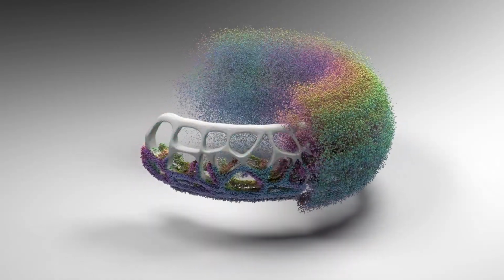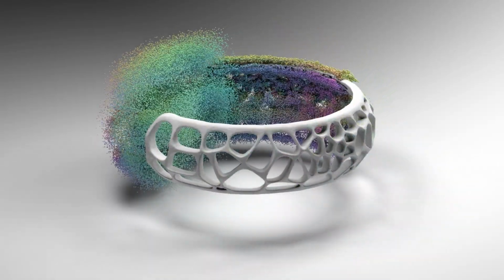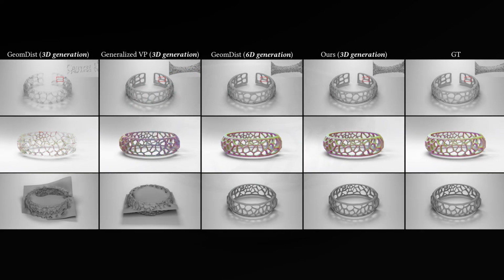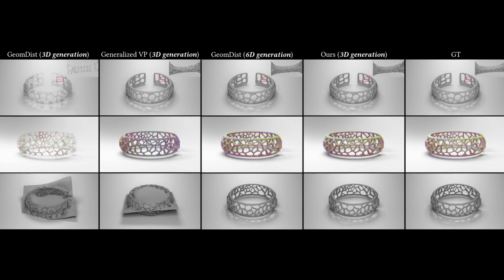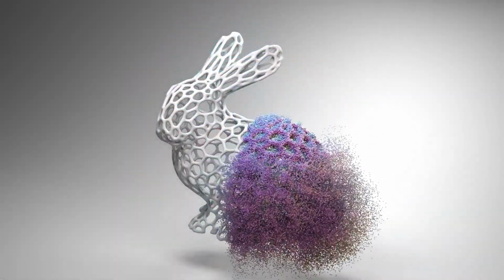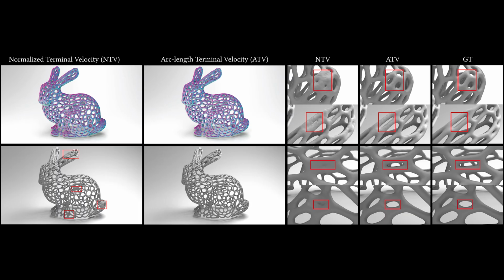Our orbit space geometric probability paths can be naturally used for single shape encoding. Complex meshes can be reconstructed from the point clouds and normals produced by our method. Here, particle colors visualize the normals. Our results exceed those of 3D generation baselines and are on par with explicit 6D position-normal generation. Here we show the Stanford bunny, whose surface is carved into a Voronoi cell structure. We show that using arc length terminal velocity is beneficial.